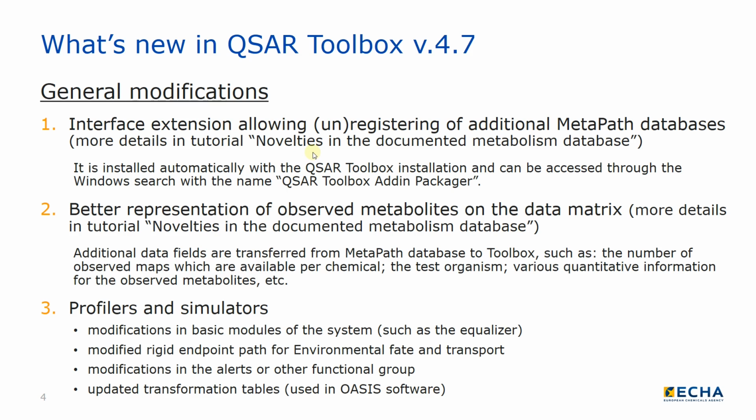This is an additional application that is automatically installed with the QSAR Toolbox and can be accessed via the main search window. Further details can be found in the corresponding tutorial novelties in the documented metabolism. Better representation of observed metabolites on the data matrix. Here, additional information for the observed metabolites is transferred from the metapath database, such as the number of the maps, the test organism, various tables with quantitative information for the metabolites in different organs. Further details can be found in the tutorial novelties in the documented metabolism.